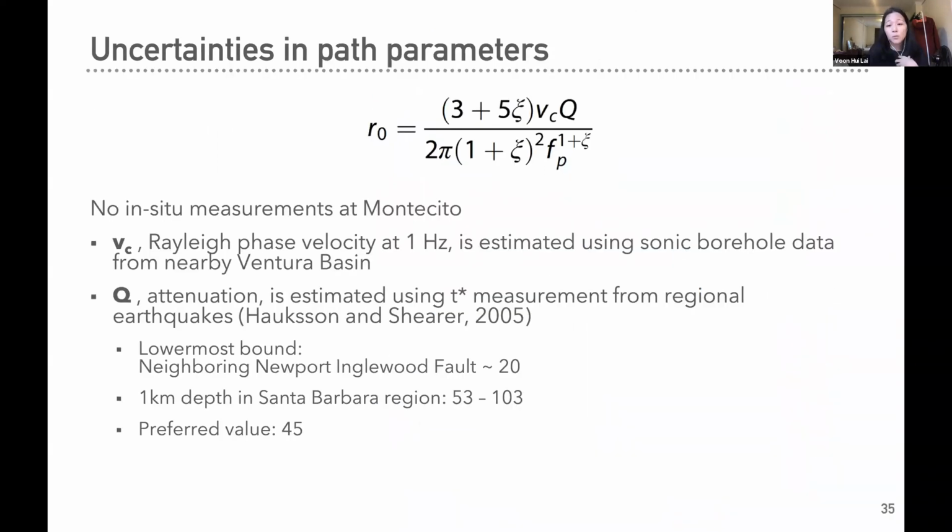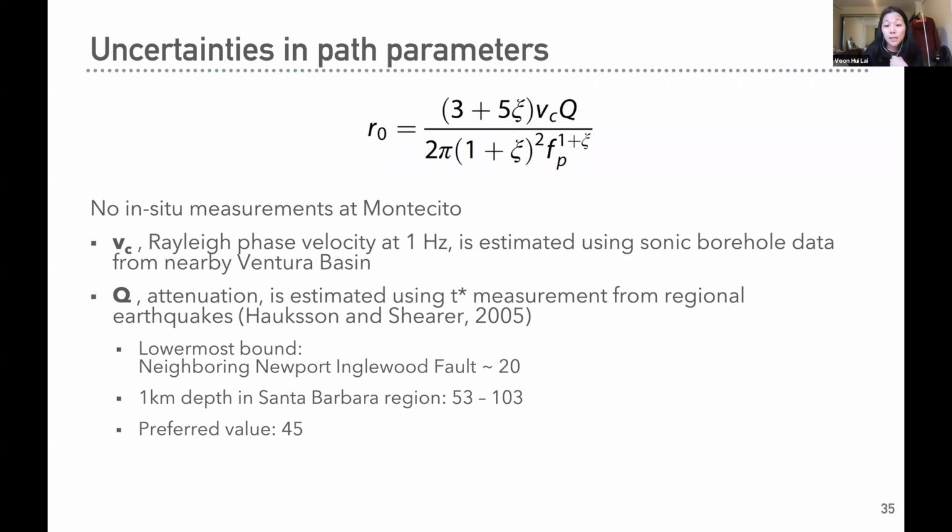But however, what I think was the biggest uncertainty in the model was that the elastic parameters of the subsurface through which the waves are traveling have a lot of errors and cannot be as accurate as they could be. And these are the parameters that we usually lump together and call the path effect. So at Montecito, there is no in situ measurement. So we rely on the measurements in the neighboring area to get the phase velocity and attenuation.